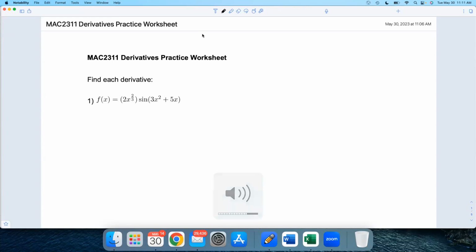Okay, let's do some practice derivatives using all of our different derivative rules. So here I've got a product of a function, and I'm going to have to use chain rule. Remember, this is sine of stuff, not sine times stuff. Okay, so product rule, I've got two functions, function number one, function number two.